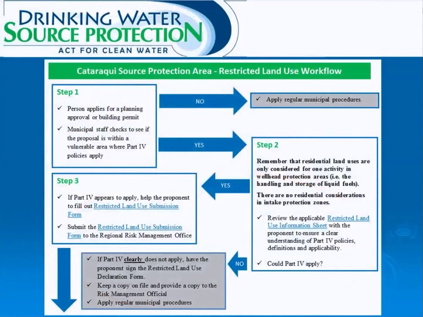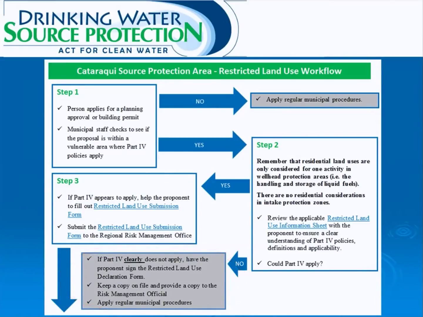After the declaration form has been read and signed by the proponent, keep a copy of the signed form on file. A copy of the signed form must also be provided to the risk management official for their records. Regular municipal procedures will now apply to the application, as source protection concerns have been addressed.